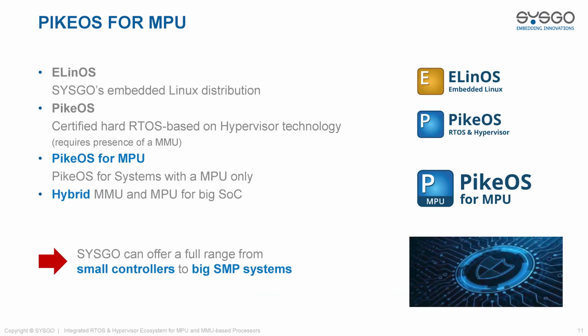In SYSGO, we do have a number of products. We have Elinos, our Linux distribution. We have PikeOS, a hard real-time operating system based on Hypervisor technology that requires the presence of an MMU. And PikeOS for MPU, which is the full PikeOS API for controllers that do not have a memory management unit, MMU. This allows PikeOS to run on systems that are way less complex and are ready for systems with a single application set. And actually, space was one of the major topics that drove the development of PikeOS for MPU.